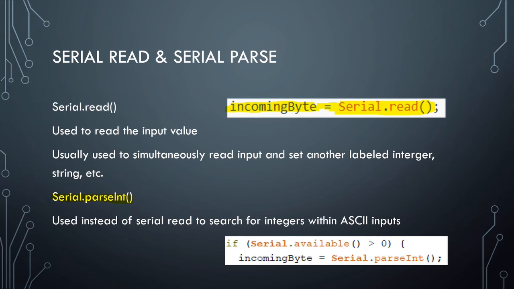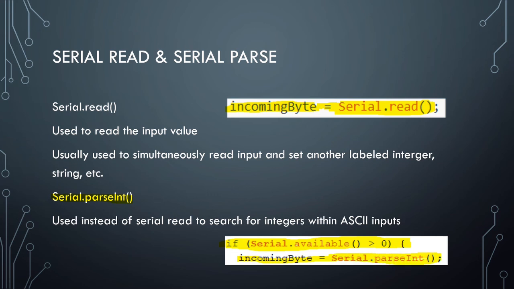So serial parse essentially does the same thing, but serial parse looks for an integer. So it looks for the number within an input. Here we have it in the context of code. Here is our serial available loop. We're saying if there's an input, that's essentially what this first line is saying. If something is being input, then our incoming byte will be set to whatever that input is, whatever integer is in that input.